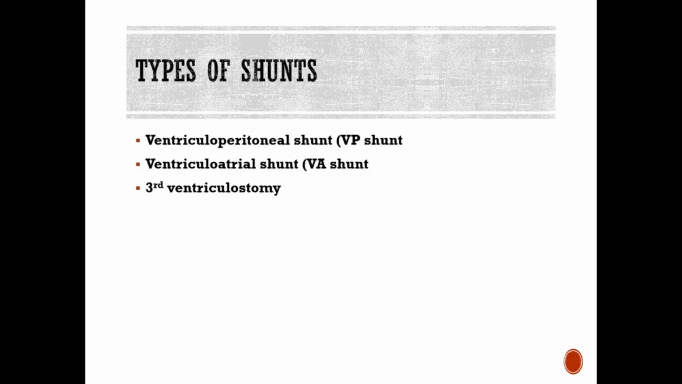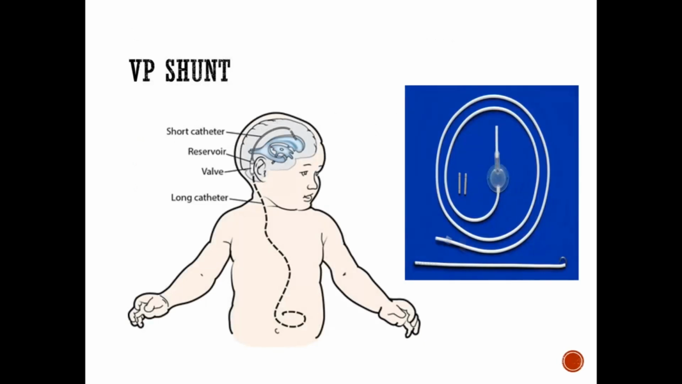And this is the most frequently used shunt that you'll see in children. And then the ventriculoatrial shunt, or the VA shunt, the CSF flow is directed from the lateral ventricle into the right atrium. And if they ended up having to do a third ventriculostomy, this is perforation of the third ventricle to the subarachnoid space.